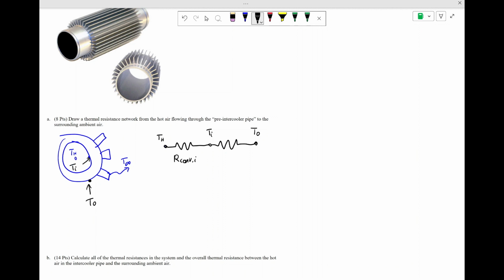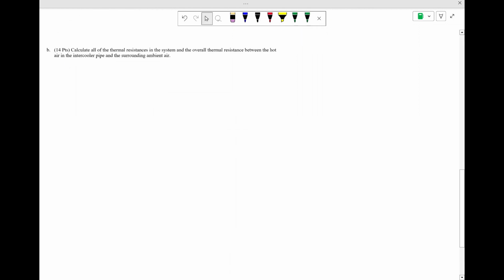And then we have these fins sticking out, and we combine the conduction and the convection from those fins in a single fin resistance stage. So then this goes to T infinity out here, and we've got our fins here, and we've got our conduction here. So we've got those three stages. The next step in this analysis is to step through all the individual resistances, calculate them, and work out the overall thermal resistance through this network.